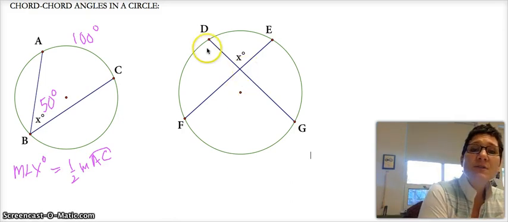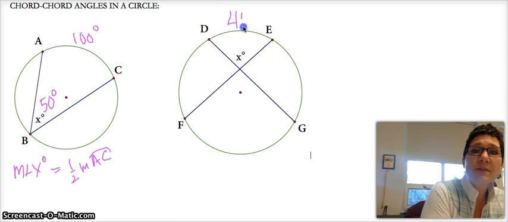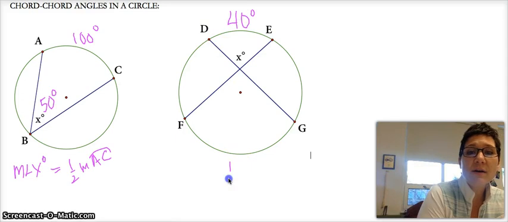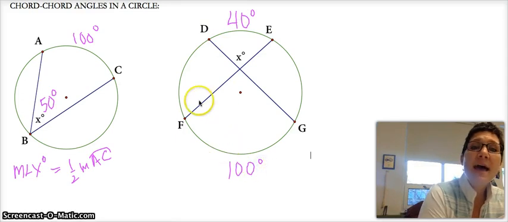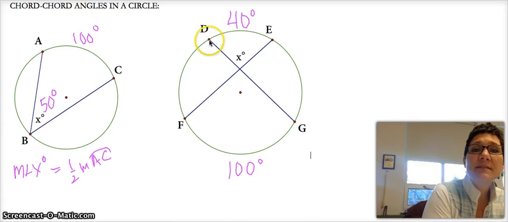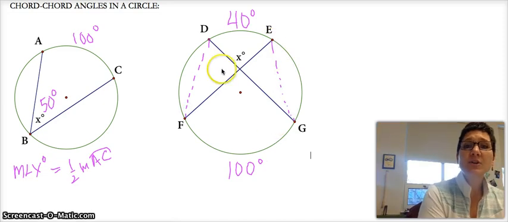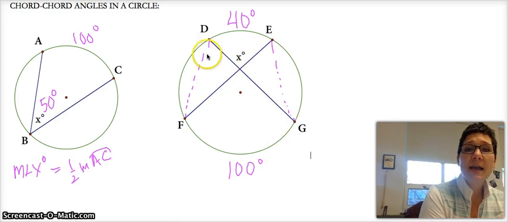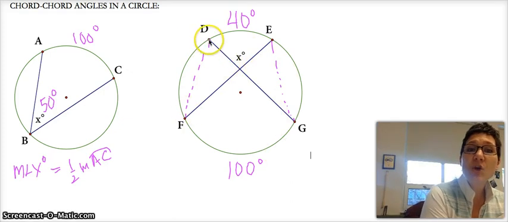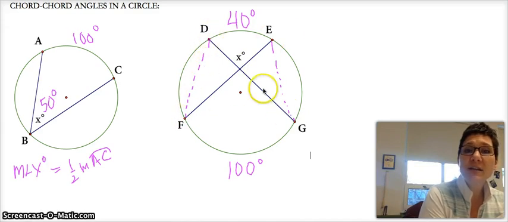Let's find out. So let's make this arc 40 degrees. And let's make this arc 100 degrees, okay? Now, the cool thing is we can create inscribed angles by connecting D to F and connecting E to G. By doing that, you should notice we created two pretty triangles, okay? And not only that, but we've created two inscribed angles, right? So EFD is now an inscribed angle, and EGD is also an inscribed angle that intercepts arc DE.